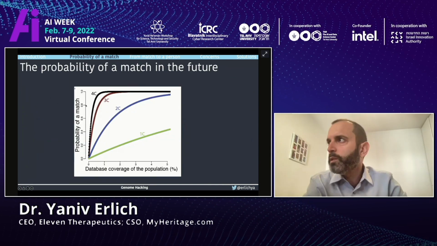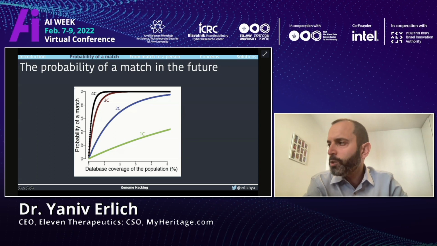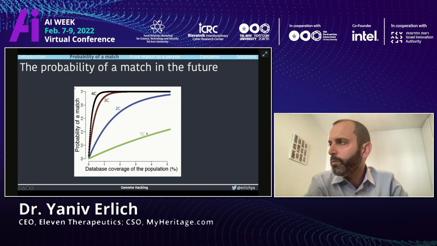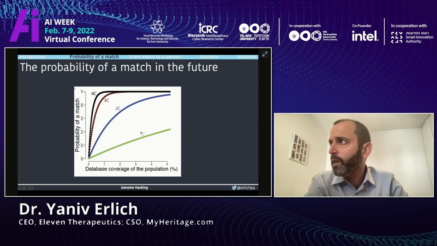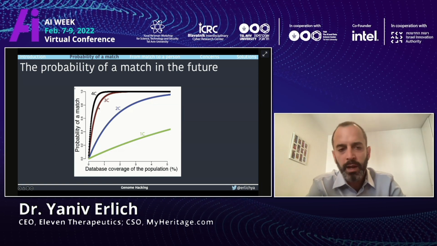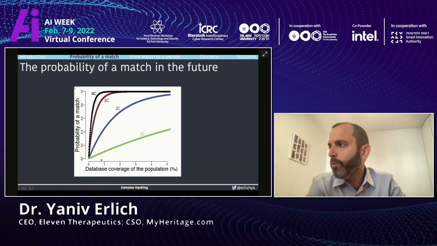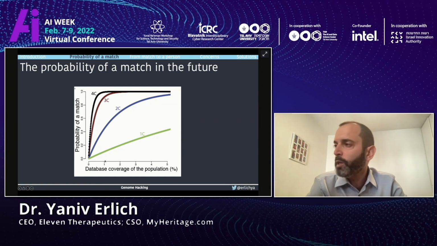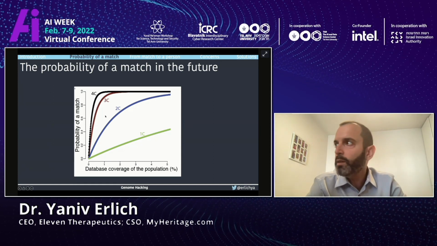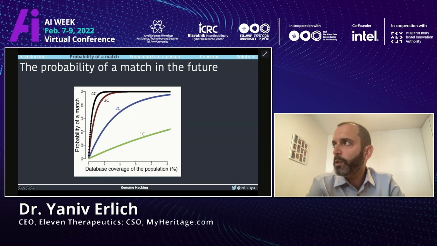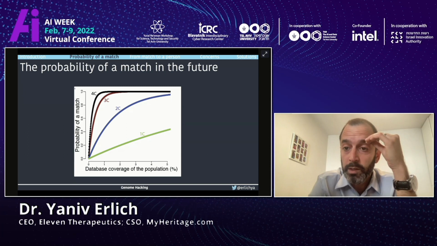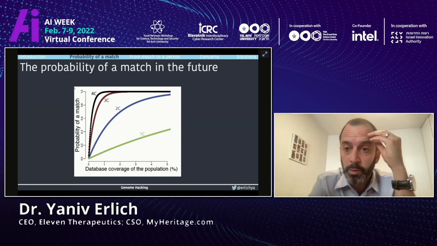Here you see the probability to find a match as a function of the size of the database coverage of the population. So the probability to find that you have at least a first cousin, second cousin, third cousin, and fourth cousin. Now it's pretty amazing. For a database of only 1% of the population, a database in Israel, that will be 100,000 people. If you have a genetic database like that, you have about 90% chance of finding third cousins in this database for any random person you take from the population.